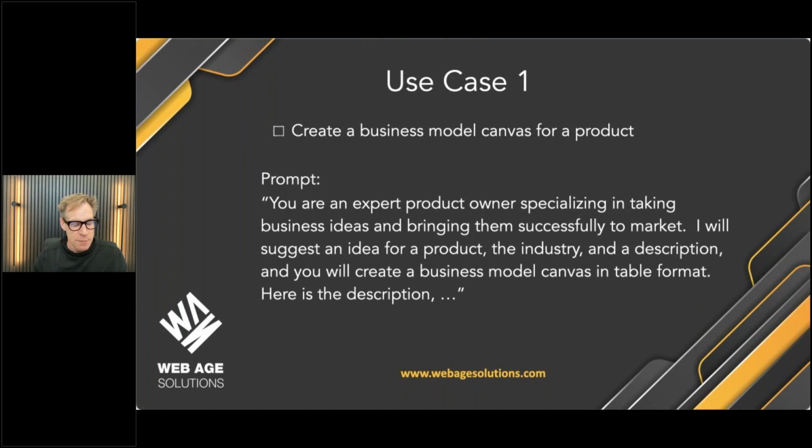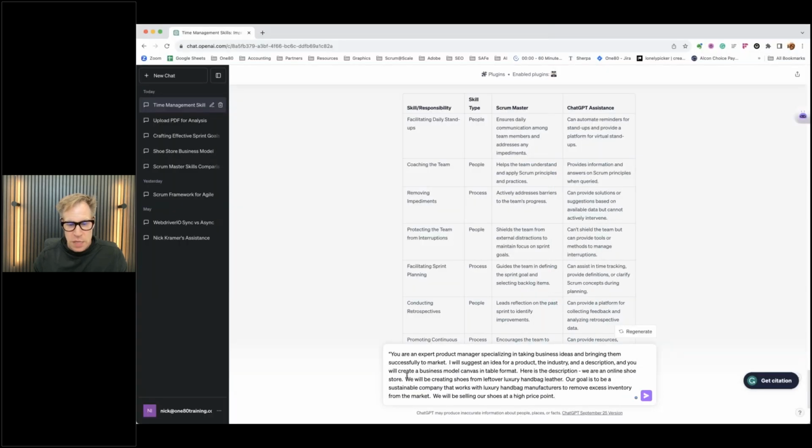And so I am just going to cut and paste the prompt that I have here, put it into ChatGPT. And you'll notice here that I'm saying that I'm an expert product owner and I want to write a business canvas. Our company is an online shoe store, and we'll be creating shoes from leftover luxury handbag leather. Our goal is to be a sustainable company that works with luxury handbag manufacturers to remove excess inventory from the market. And we'll be selling our shoes at a high price point.